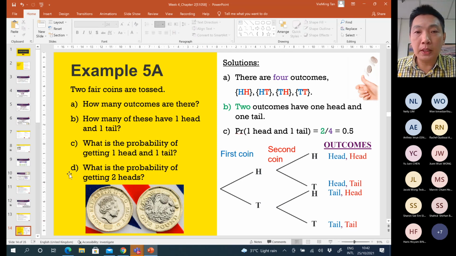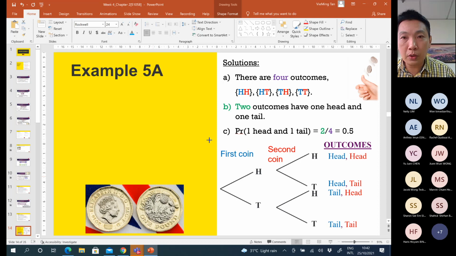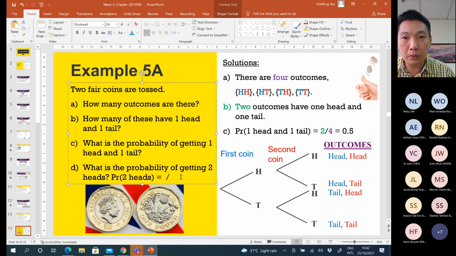Now we'll move on to part B. What is the probability of getting 2 heads? Easy. 2 heads, that means we want to get P, I use P only, P of 2 heads. So we know that the probability value always has 2 layers, because this question is involving 2 coins.